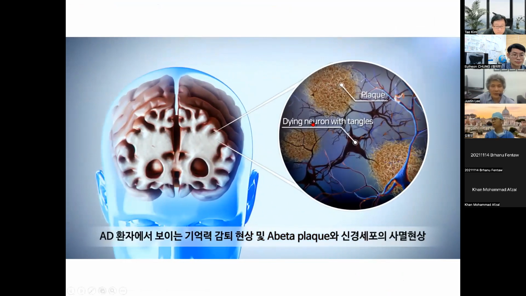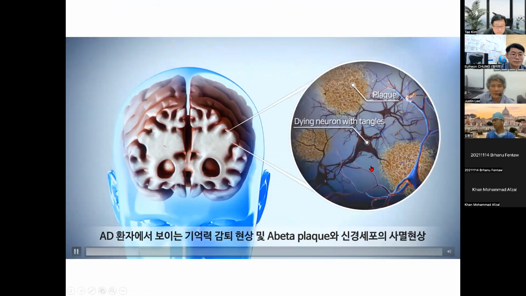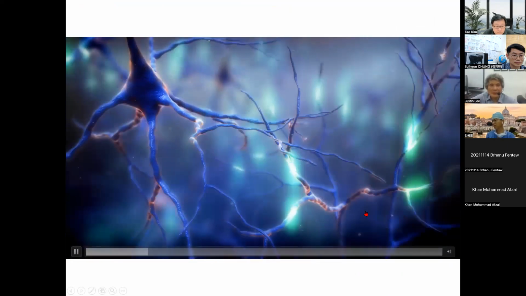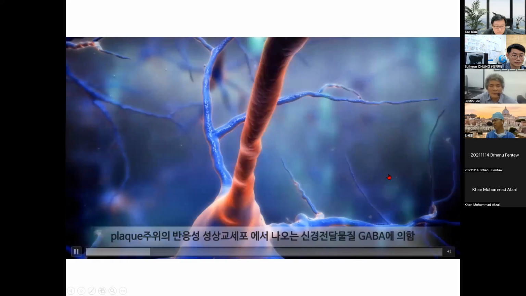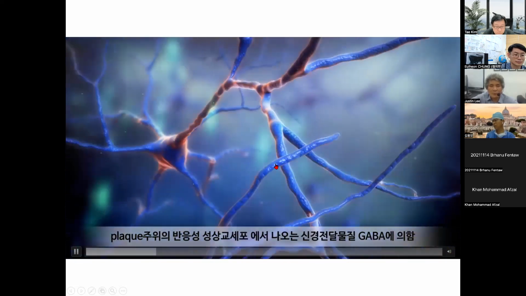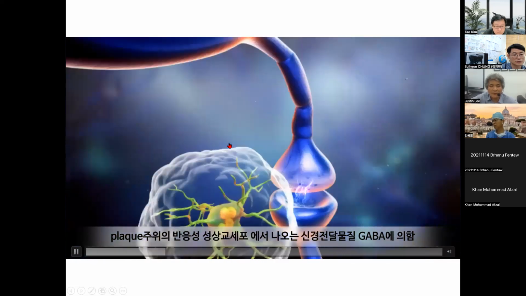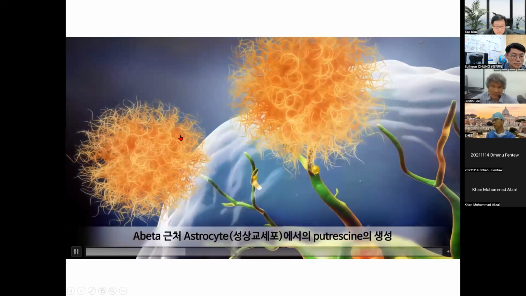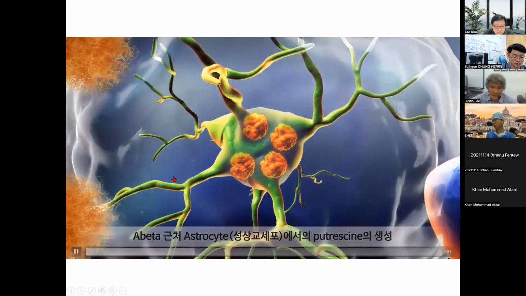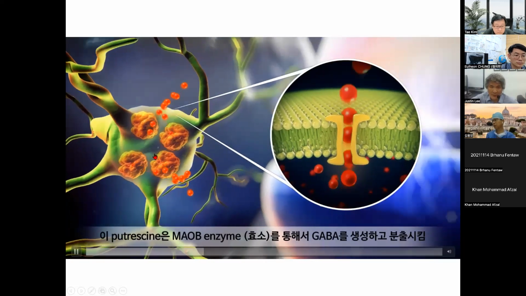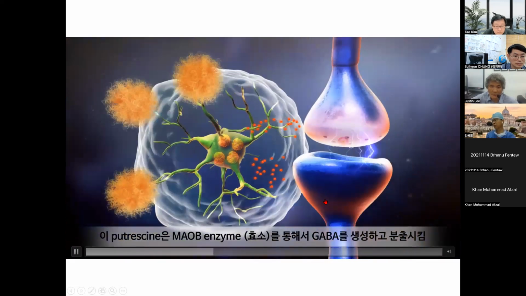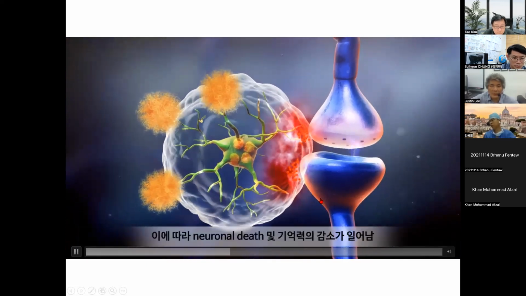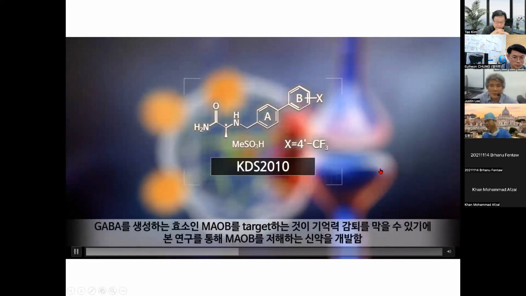So in Alzheimer's disease, there are amyloid beta plaques, which cause neuronal death. And surrounding the plaques, we see this reactive astrocyte, and it produces GABA through the enzyme. Here is the MAO-B. When A beta is taken up, astrocytes produce putrescine, and this putrescine is further degraded to cause production of GABA through the MAO-B enzyme. And this process leads to the neuronal inhibition.